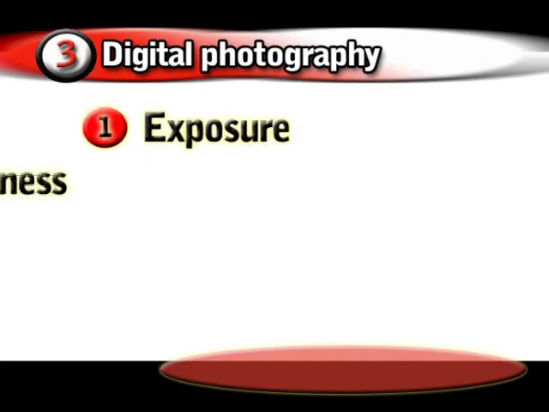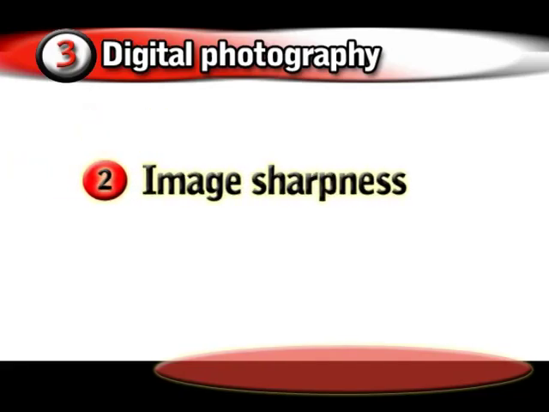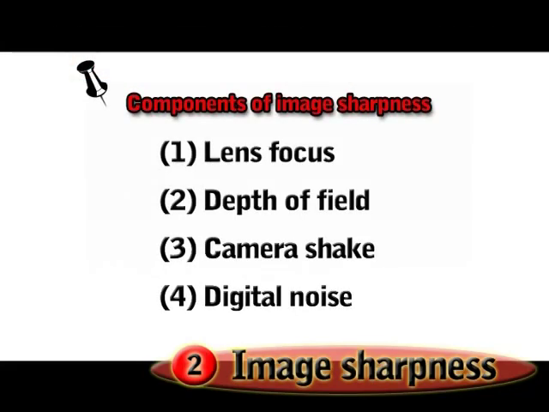The second most important principle of taking great pictures is image sharpness. Image sharpness is affected by several things, including lens focus, depth of field, camera shake, and digital noise.